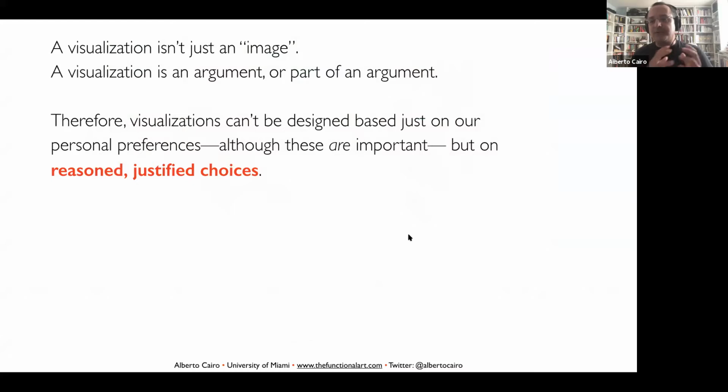So the book begins with something that I already wrote about in How Charts Lie. The whole premise of How Charts Lie is that a visualization is not just an image. A visualization is an argument, and it should be treated the same way or in a similar way that we treat text. Okay, so it's something that needs to be read in order to be understood. Therefore, and this is a consequence that I don't describe in How Charts Lie, but it's going to be one of the core ideas of The Art of Insight, visualizations cannot be just designed based on our own personal preferences, although that's a factor, right?